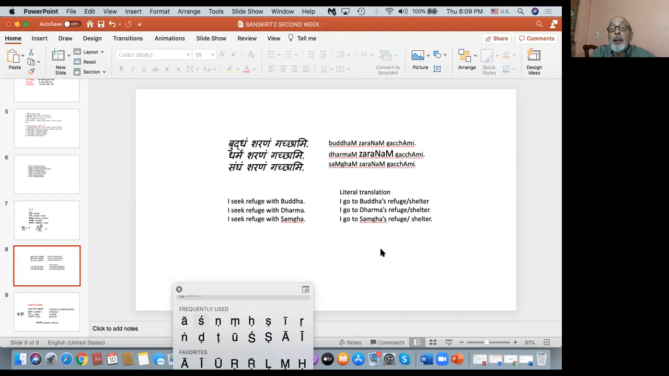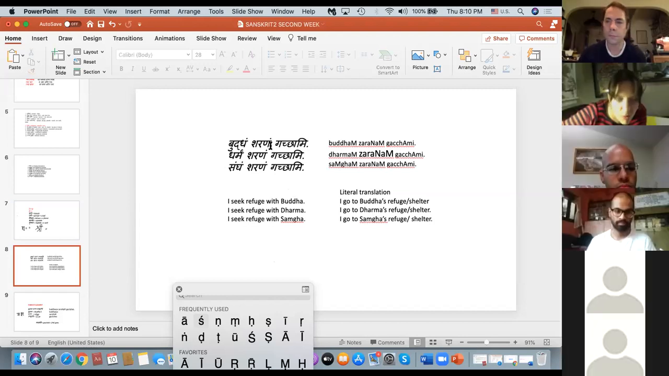Okay, can you see? Now repeat after me. All of you already know these sentences. This is why I chose this. Buddham Saranam Gacchami. Everybody knows, right? Buddham Saranam Gacchami. But we are seeing for the very first time how to write it in Sanskrit, right?